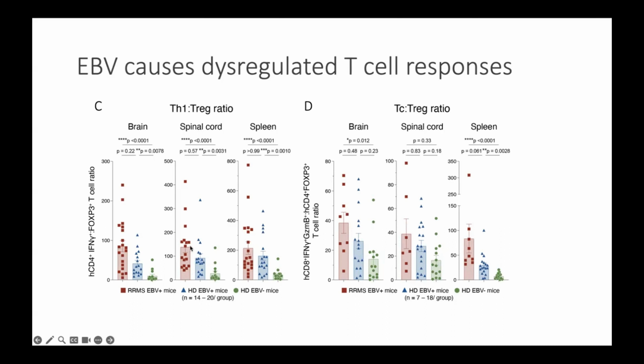And again, there's this pretty clear stepwise increase in all three tissues, brain, spinal cord, and spleen, that shows that a history of MS and EBV increases the rate at which interferon gamma CD4 T cells are present compared to Tregs, suggesting increased inflammation is because of reduced regulation compared to increased effector. We also see this trend with human CD8 T cells that express interferon gamma and granzyme B. So the cytotoxic compared to regulatory T cell ratio also increases when you add EBV and when you add a history of MS.